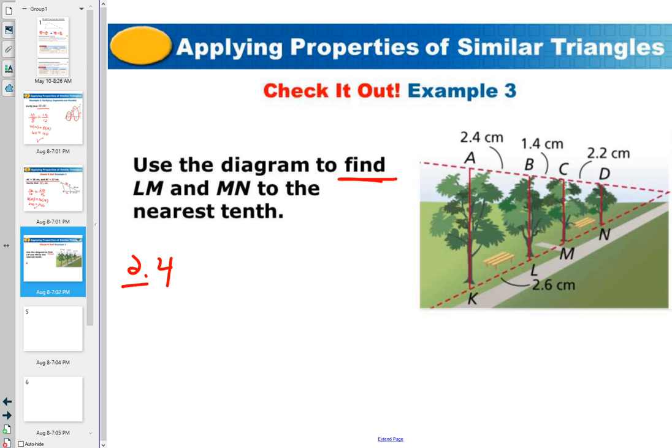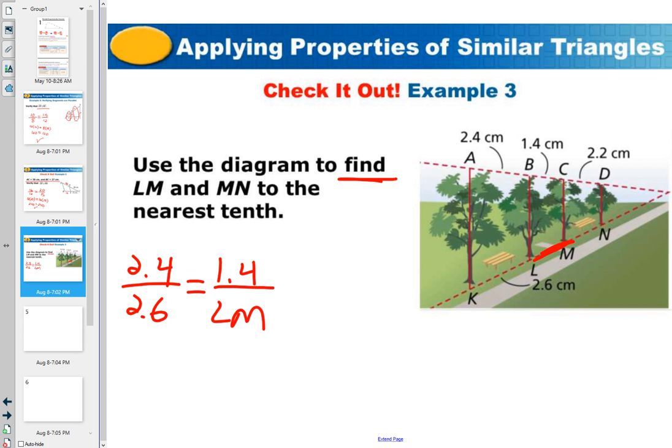2.4. So I'll say 2.4 over 2.6. That'll be my scale. If for some reason they were only asking for the scale, I'd have to simplify that. You would just move each decimal one and then reduce 24 over 26. Give you 12 over 13. LM. So LM is part of the bottom. That's where the 2.6 is. So I'm going to line that up with the 2.6. And then LM corresponds to 1.4.